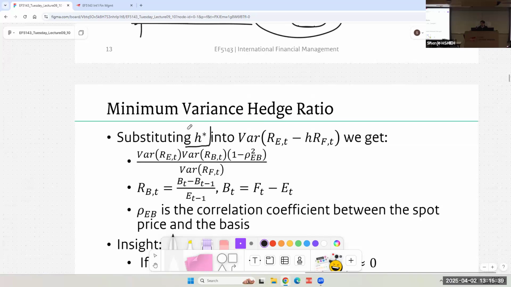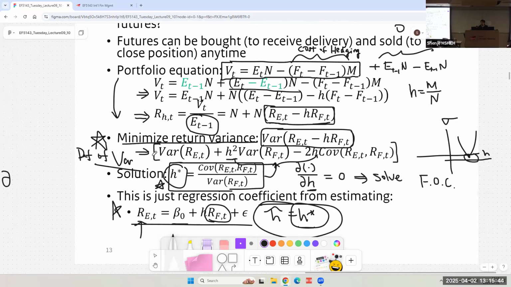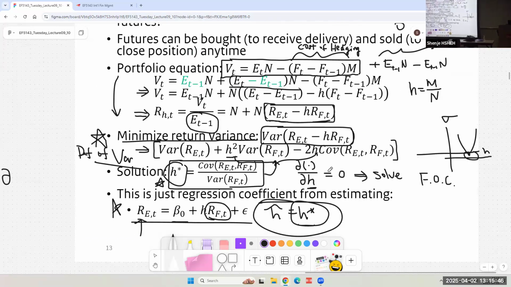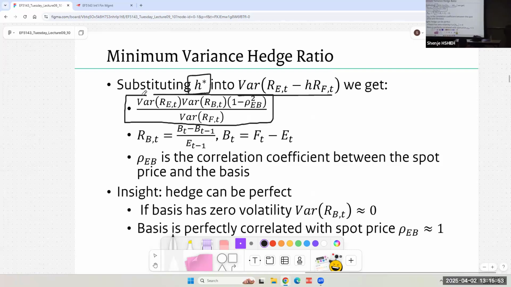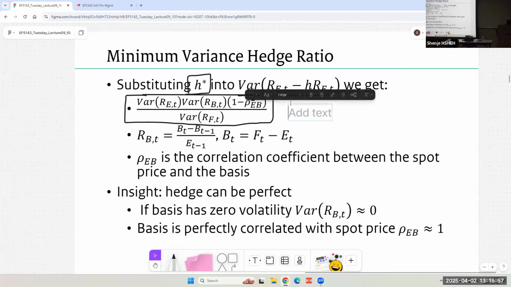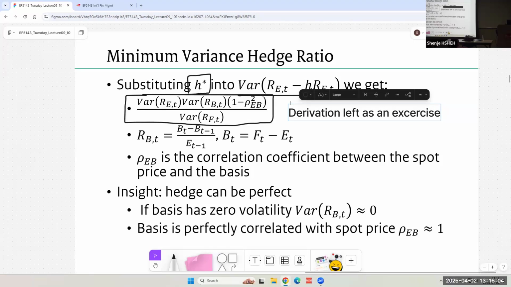So I wrote here, substitute H star into the variance of this expression, this entire expression. You should get something that looks like this. I leave it as an exercise. Derivation left as an exercise. Again, it's not important because it's just tedious algebra, but for those of you who want to be rigorous, you can go ahead and derive it yourself.